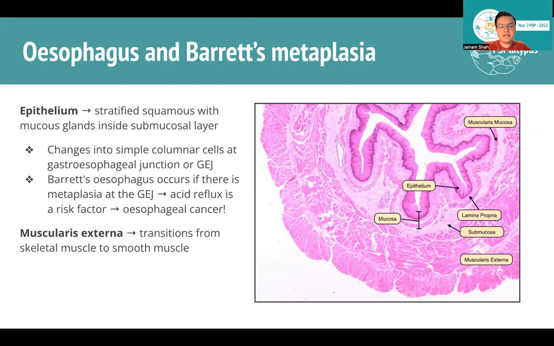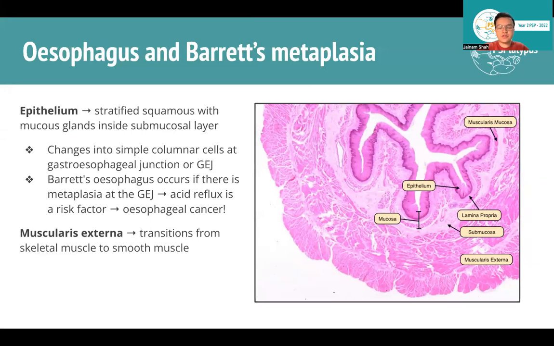So the stratified squamous cells contain some mucus glands within the submucosal layer. The interesting thing is that once it gets to the gastroesophageal junction, where it joins up with the stomach, it changes into simple columnar, because in the stomach you've got bigger cells, right? However, in Barrett's esophagus, you can actually have metaplasia at this gastroesophageal junction.